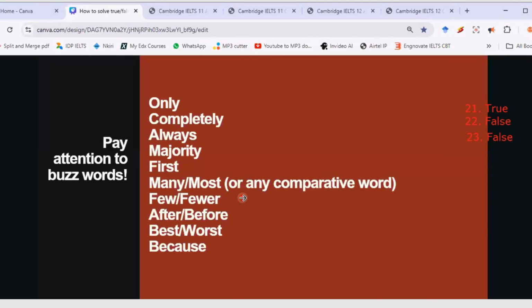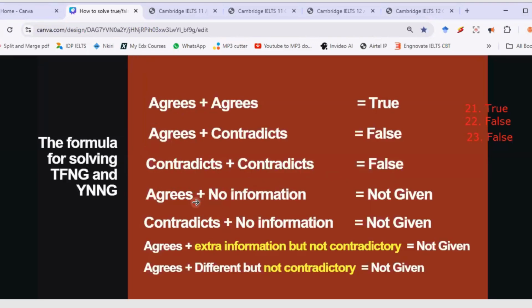Okay, look at this, our list of buzzwords. Oh, no, sorry, the formula, the formula. Extra information, but not contradictory. Can you see that? Extra information, but not contradictory. You see this thing here?